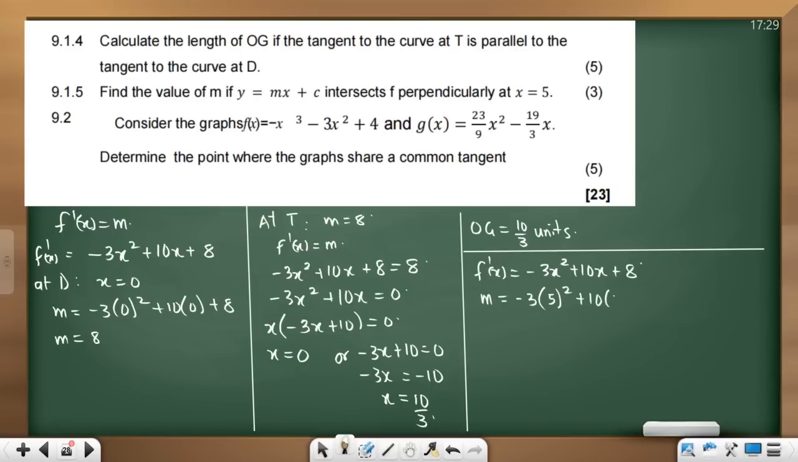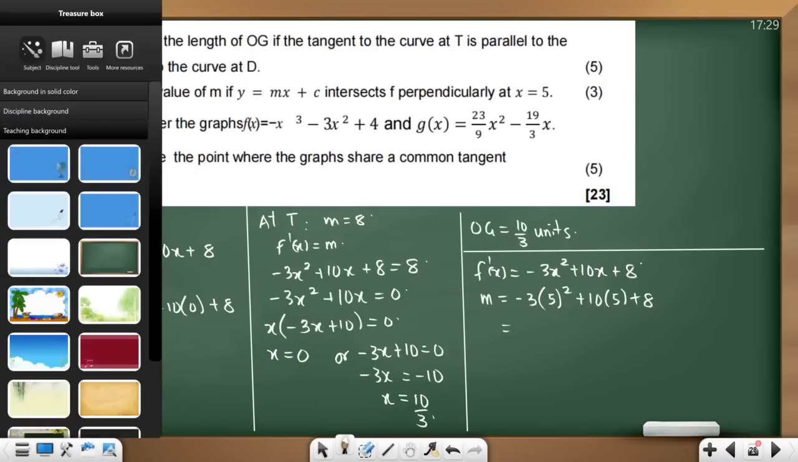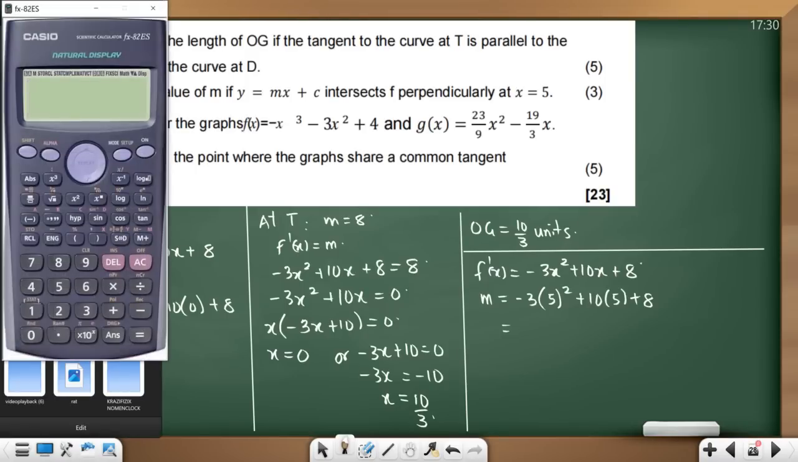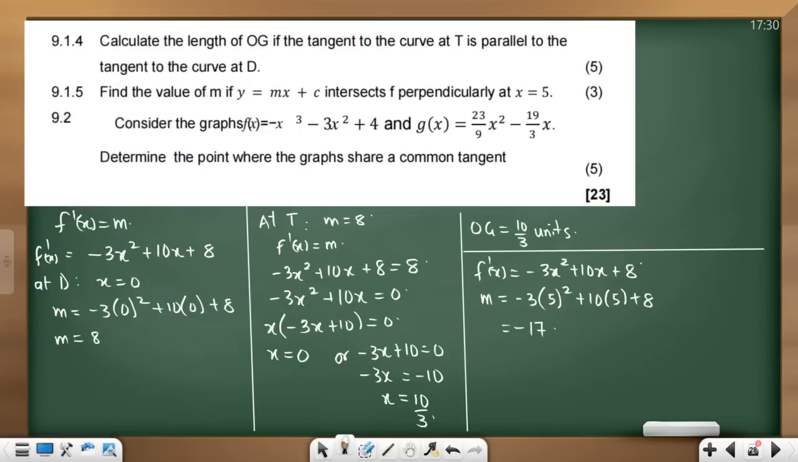Let's put this in a calculator as we race to finish. Negative 3 multiplied by 5 squared plus 10 multiplied by 5 plus 8. Negative 17. All right, this is the gradient. Now, the gradient of the line that intersects perpendicularly would therefore be what? We change the sign and reciprocate the number: 1 over 17.